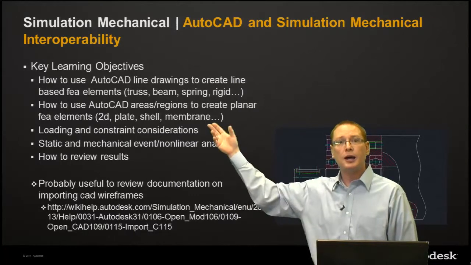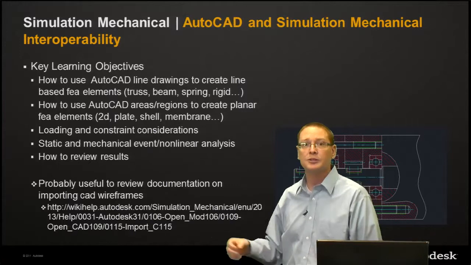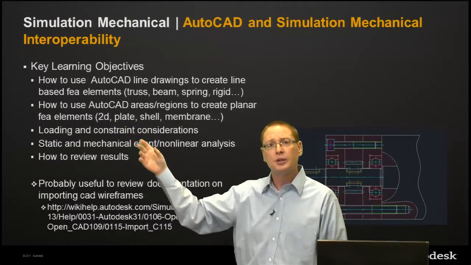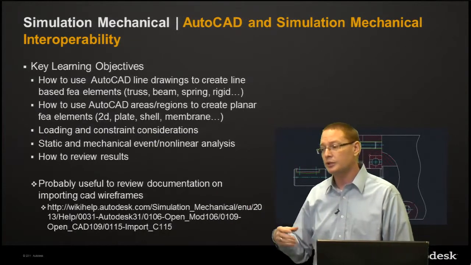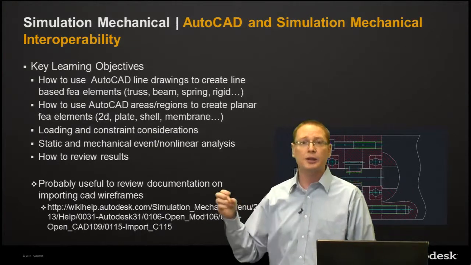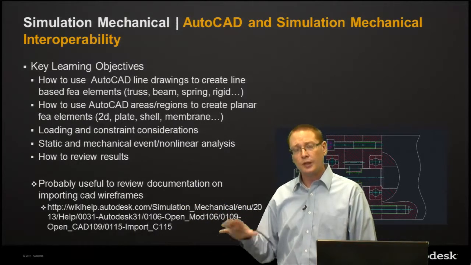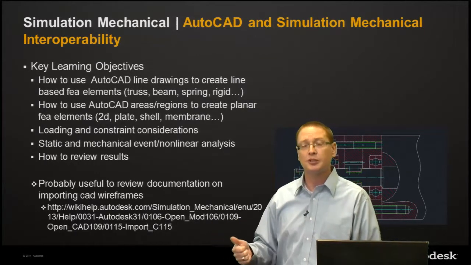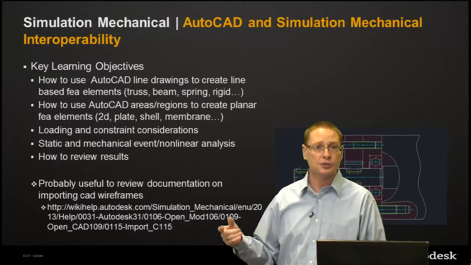And then below that, how do we utilize AutoCAD areas or regions to create planar FEA elements? And again, you see that I've listed some different elements that are all planar elements. So if I begin with an enclosed region in AutoCAD, just envision a simple square, and I bring that into the simulation product, what I can do is mesh that region. Once I have that planar region meshed, then I can define it as 2D elements which say, what am I doing as far as translation in the Y direction or the Z direction?